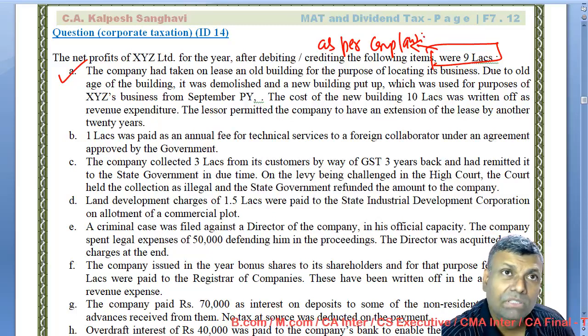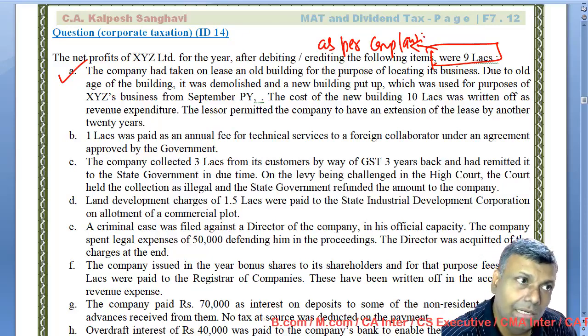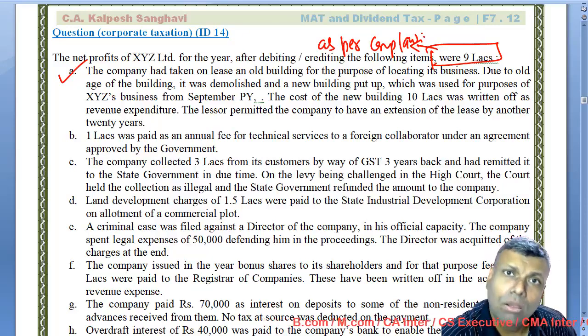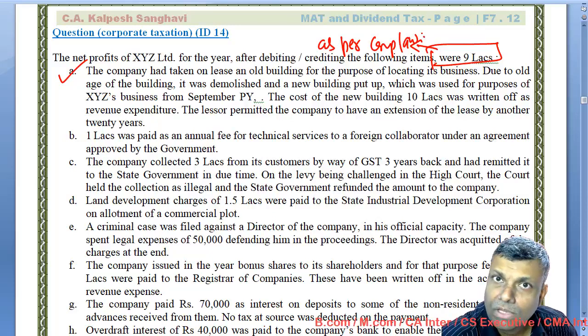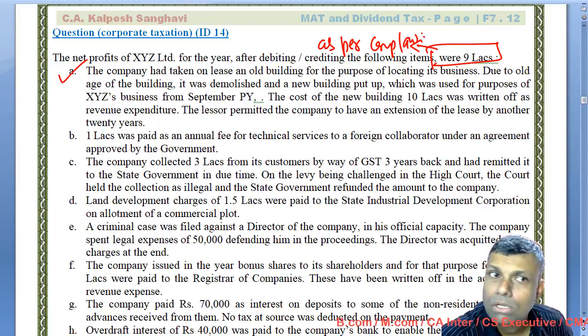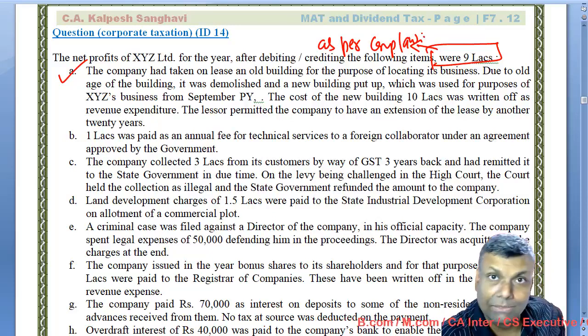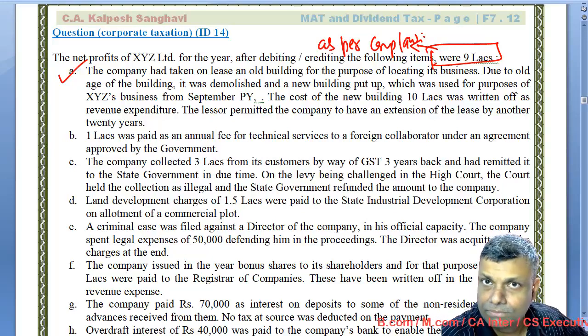So keep this basic point in your mind that you have started your answer with 9 lakhs on the assumption that this 9 lakhs is in compliance with the company law. Otherwise, if you don't believe this, then you can't start your answer with 9 lakhs, because first of all, you have to adjust the 9 lakhs.